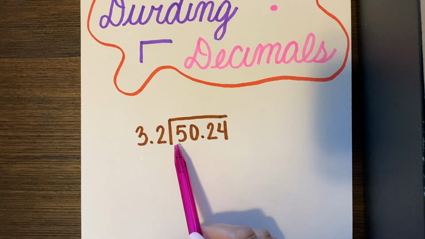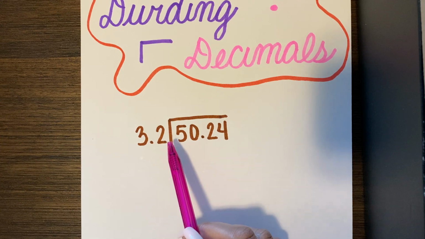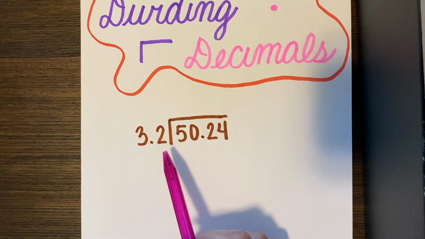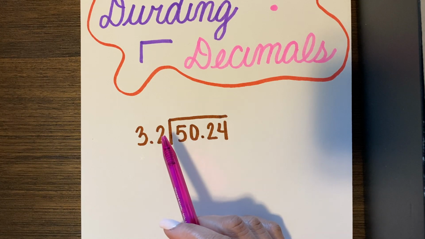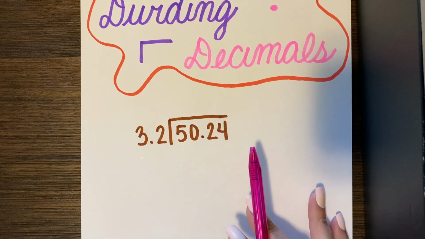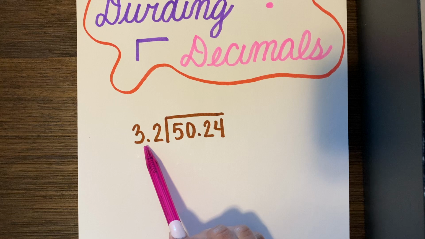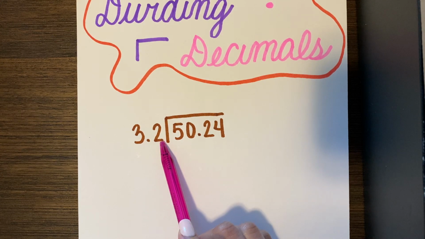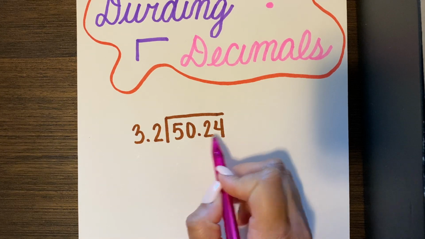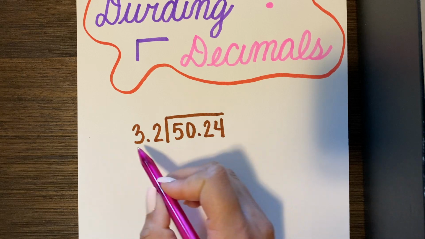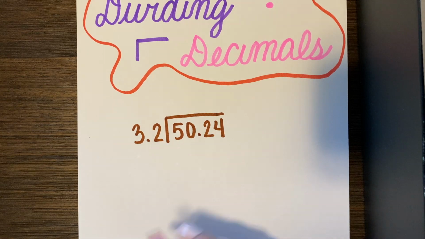I set this up using a marker because I wanted it to be big. I encourage my students to use color and also write kind of big so they can have some room to work out their problems. Okay, 50 and 24 hundredths divided by 3 and 2/10. My dividend is 50 and 24 hundredths, and this is my divisor, 3 and 2/10. Like I said, I'm going to be saying 32 because that's what I'll have to use to divide until we put the decimals back into play.